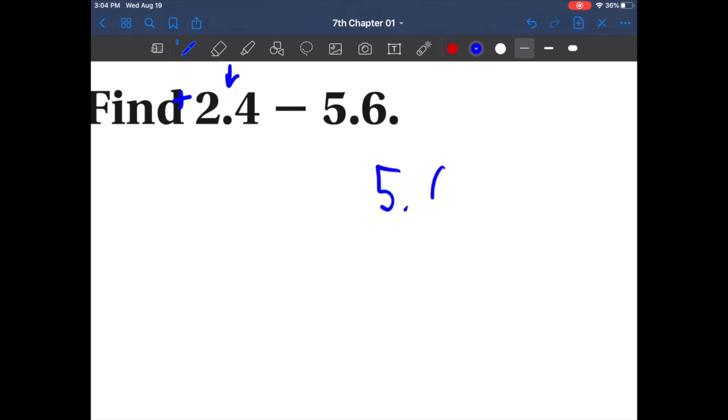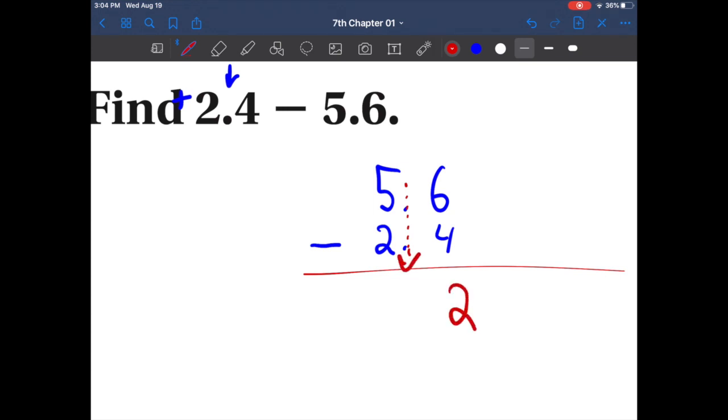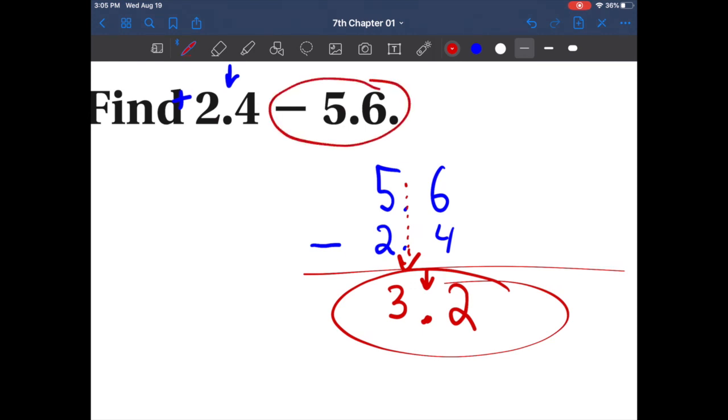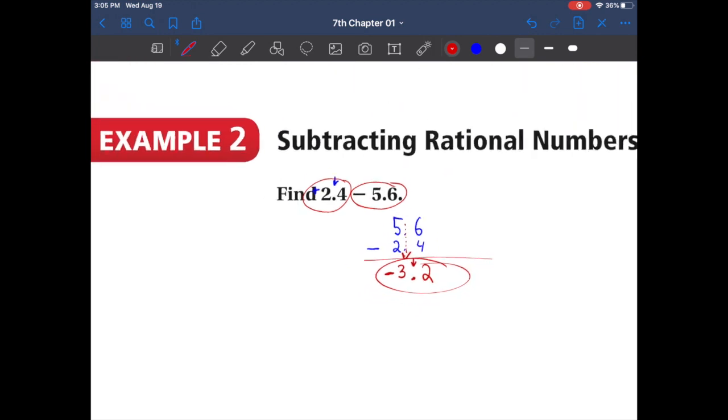So let's put the bigger number on top. So 5.6 minus, remember, we always have to line up our decimals. All right, we're lining up our decimals. Now let's just subtract. 6 minus 4 gives us 2. 5 minus 2 gives us 3. Let's drop down our decimal, and we have 3.2. Oh, I forgot. Do we have more positives or more negatives? It looks like we have negative 5.6, positive 2.4. Looks like we have more negatives, and that is a negative 3.2.